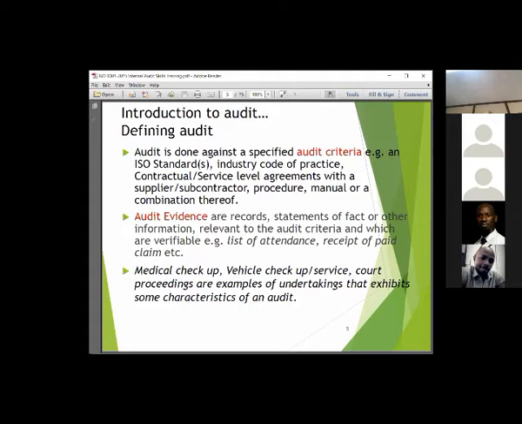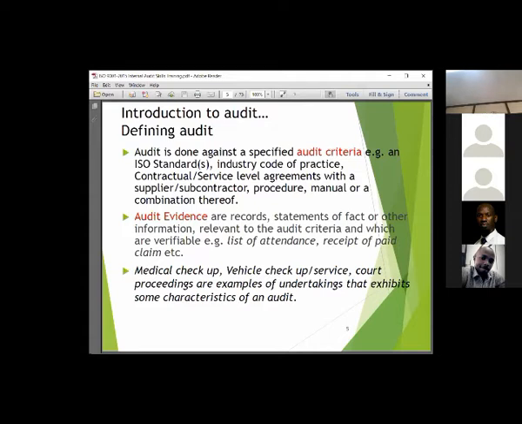Audit evidence that you're going to look for as you go to audits may be records that you'll find in the process, or statements of fact that you'll be told as you interview. Those are audit evidence, but it has to be relevant to the audit criteria. So it's very important to know what audit criteria you are basing your audit on. You have to be within that scope.